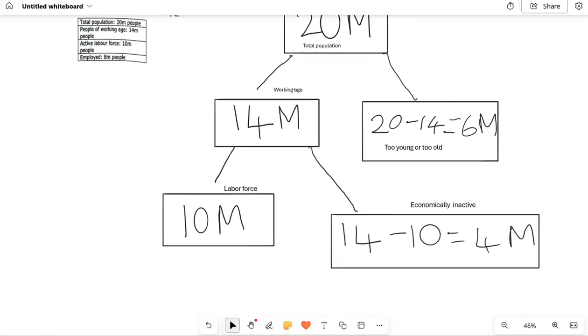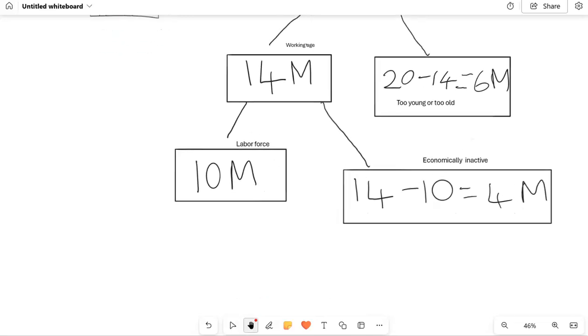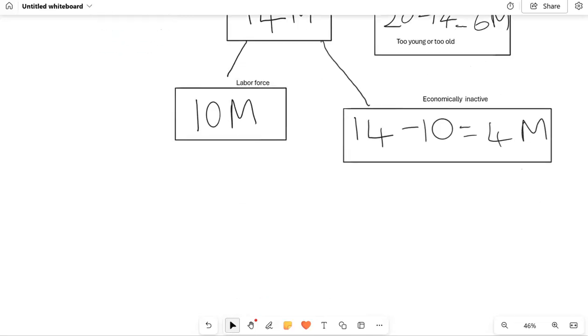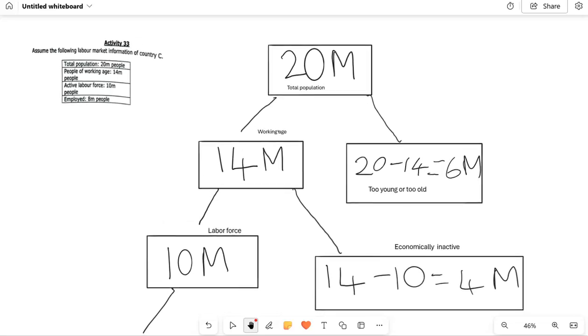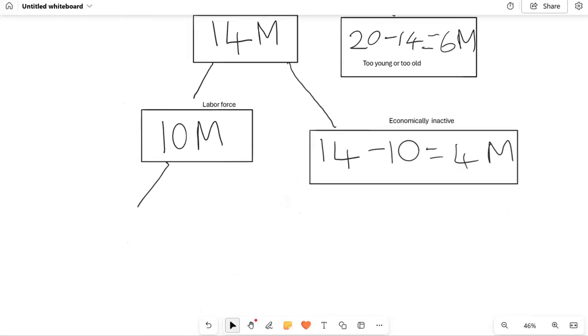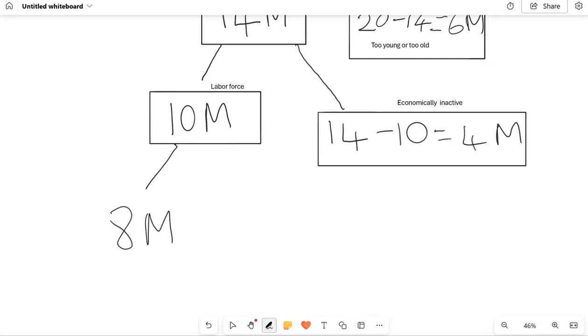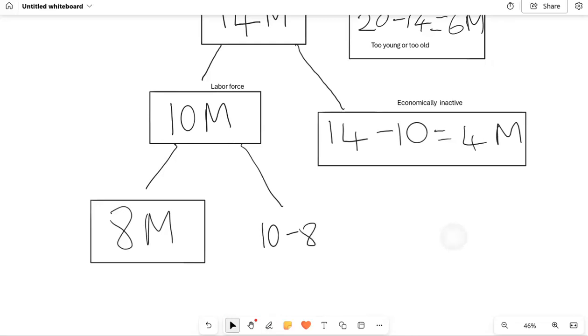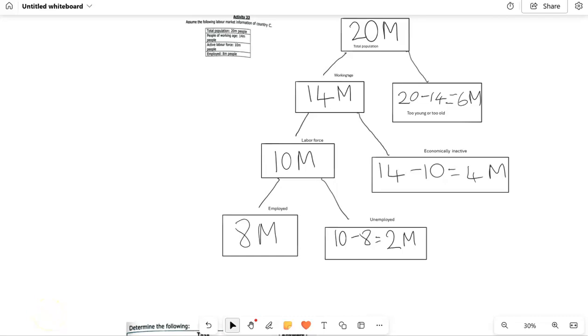So now the last one. When we look at our labor force, we all know that the labor force is made up of the number of people who are employed. If we go back to our table, we can see that the number of people who are employed is 8 million. So if we want to get the number of people who are unemployed, we're going to say our 10 million minus the 8 million. Then the number of people who are unemployed is going to be 2 million.